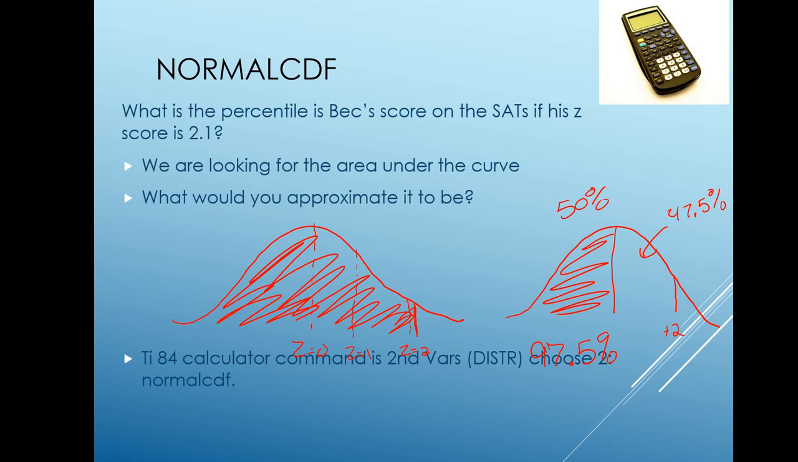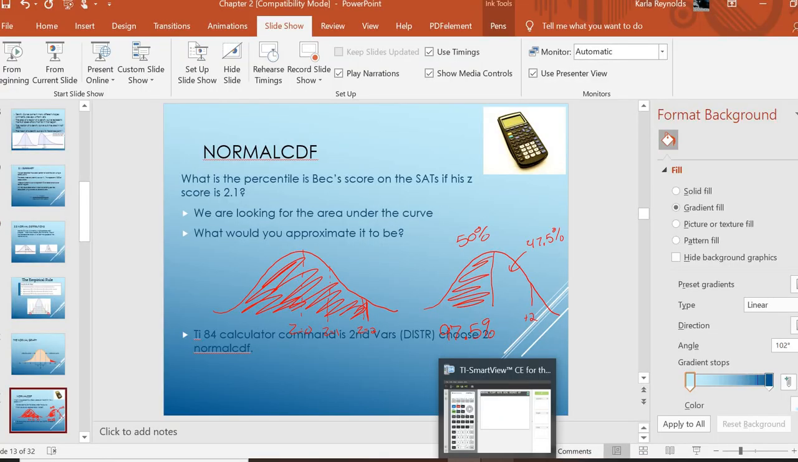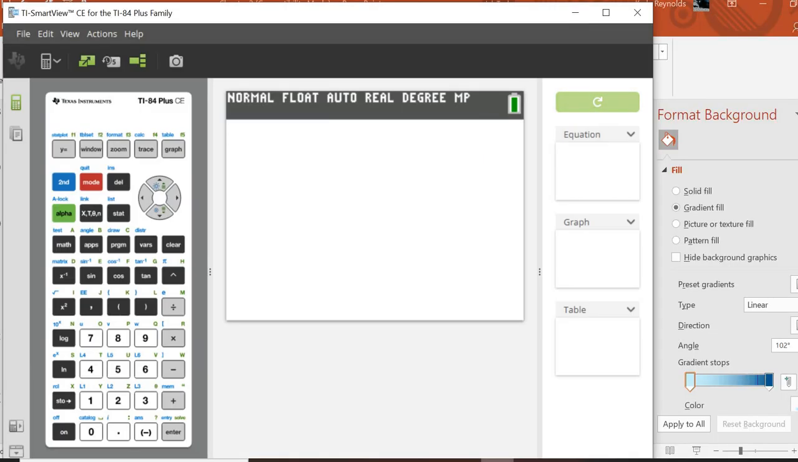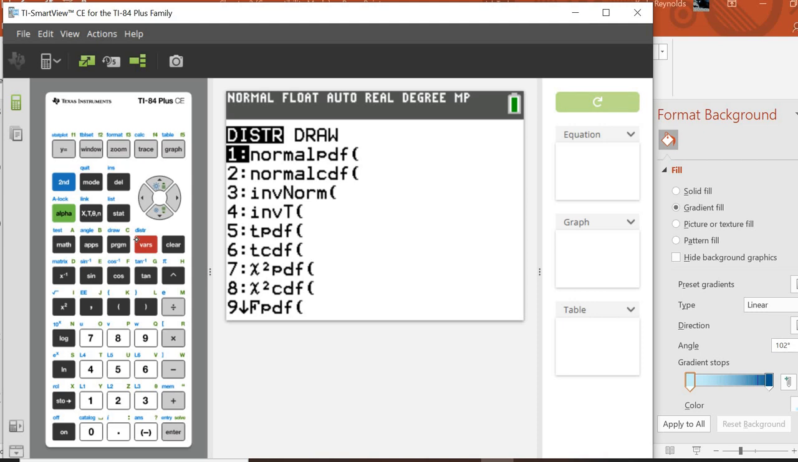So take out your calculator. We'll keep our annotations. All right, here's our calculator. So to get to the formulas we need here, we're going to do second vars. And you will see it's distribution. What's in blue is what you get when you press second. So we're looking for distribution, and we want the normal CDF.